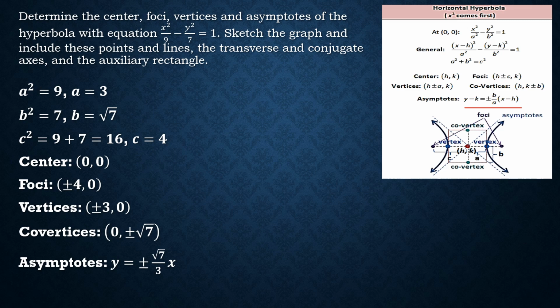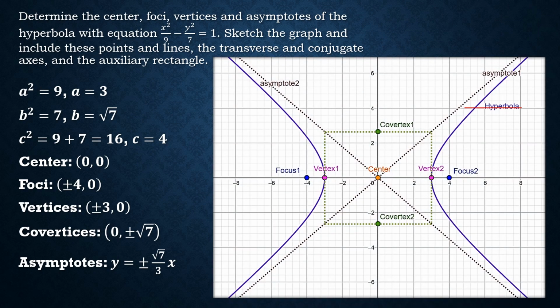I'm going to show you the graph of this hyperbola. Okay, so you can see it is a horizontal hyperbola. The center is there, the vertices, the foci, the co-vertices, and what is the auxiliary rectangle? That is the green rectangle that you see. How was it formed? It comes from the endpoints of the transverse and conjugate axis. That's it. You will have an auxiliary rectangle.